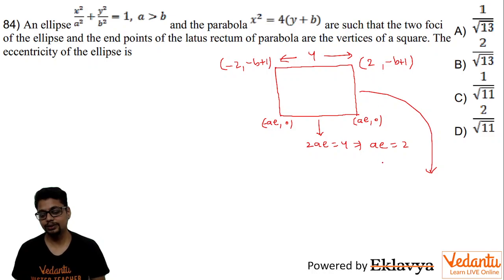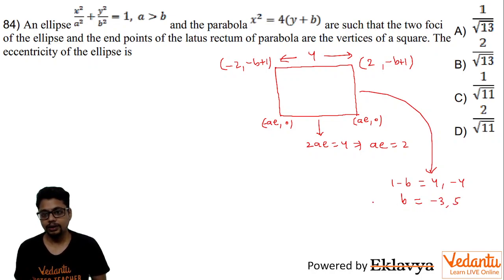Nonetheless, here 1 minus b can either be 4 or minus 4, depending upon whether you are taking this point to be above or below, because it has not been mentioned whether b is positive or negative. So b can either be minus 3 or 5.